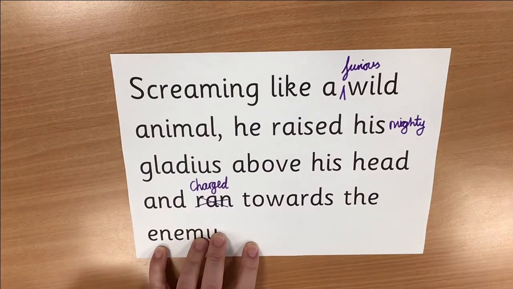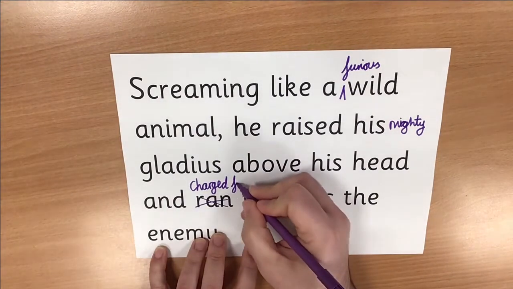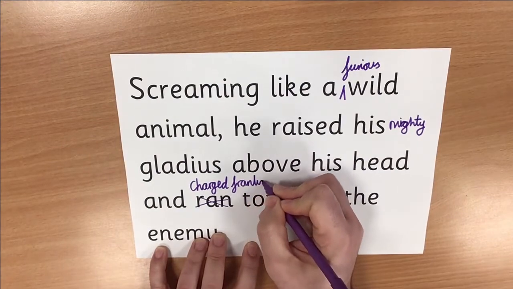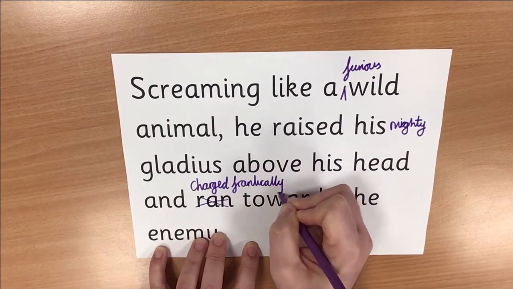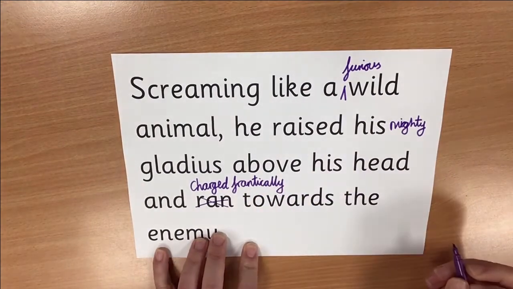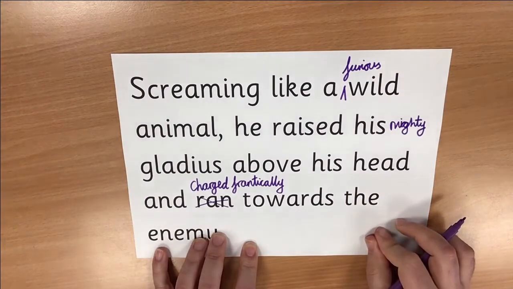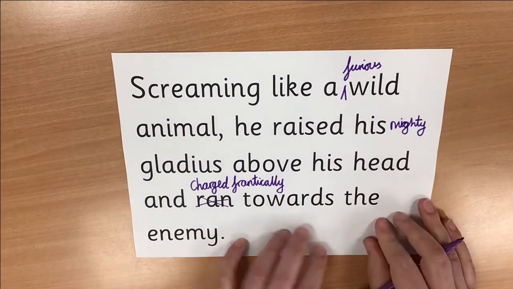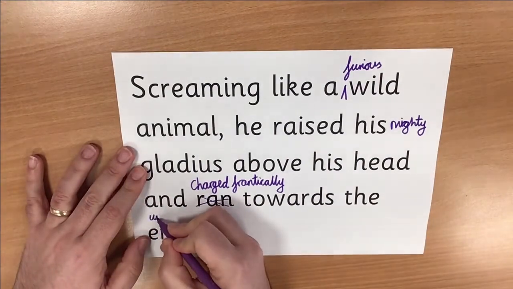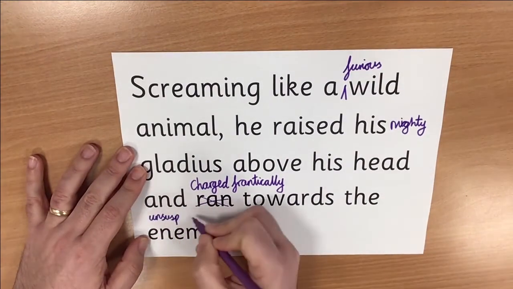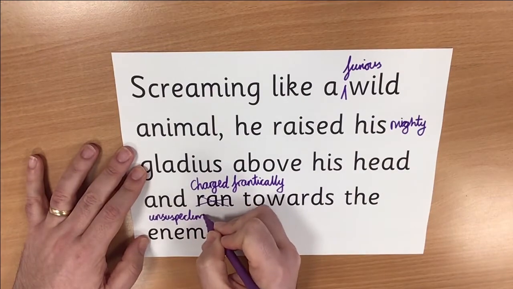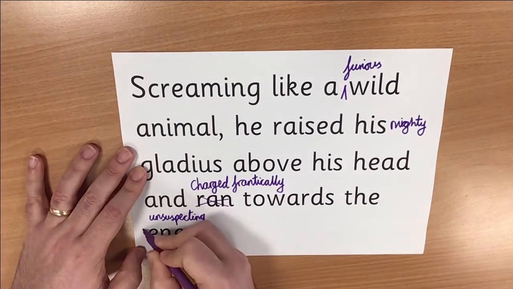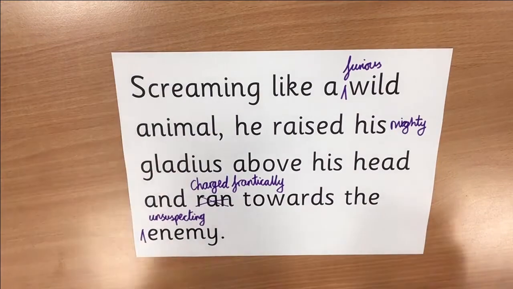But because I put a much better verb in there, I want to put an adverb to go with it. So I'm going to have charged frantically towards the enemy. And the last thing I want to do is I want to describe these enemies. So I'm actually going to put in here the unsuspecting. They don't know he's coming. The unsuspecting enemy. So let's have a look at that sentence.